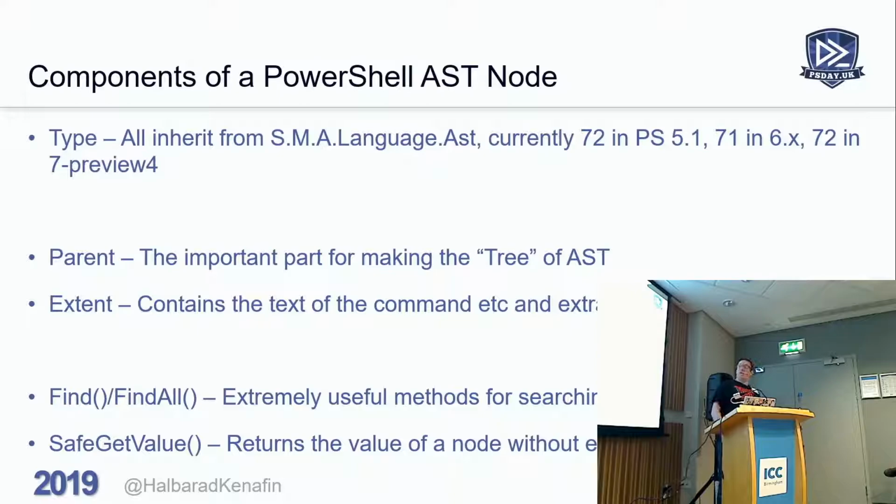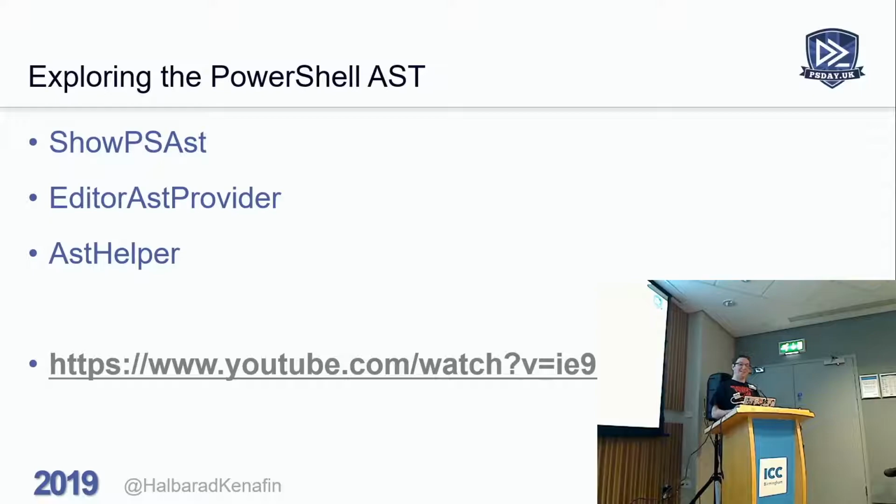So now we've got this, how do we actually have a look at this AST? It's abstract in name and concept a lot of the time, because it's just stuff. There's a couple of really useful modules. Show PSAST, which I'm going to show off in a minute, is a really nice GUI for looking at what an AST looks like, what the elements are, what's where, and drilling down through the structure.